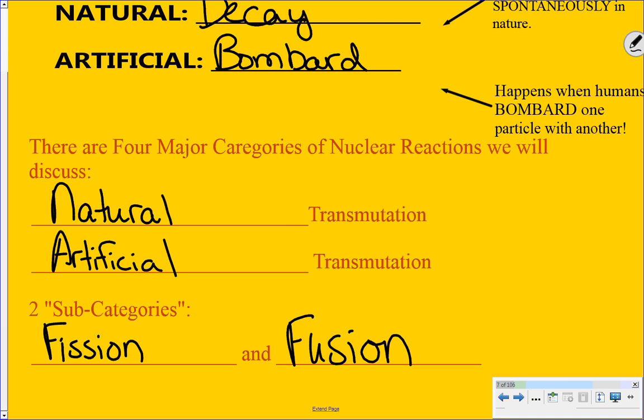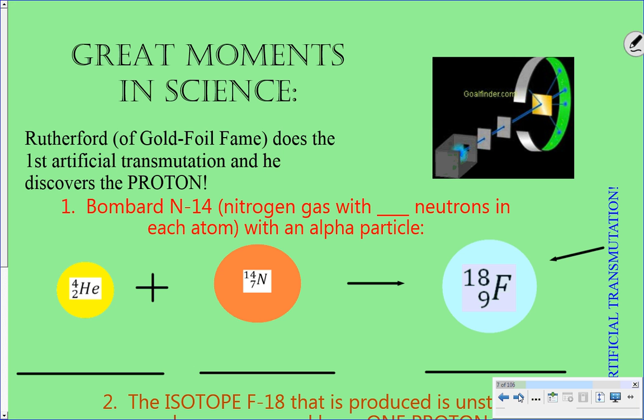And fusion is a transmutation that actually does occur in nature. Humans have actually tried to do this as well, so to try to make this a man-made process as well. So some great moments in science. A lot of the discoveries of the parts of an atom were because of exploration into nuclear chemistry.